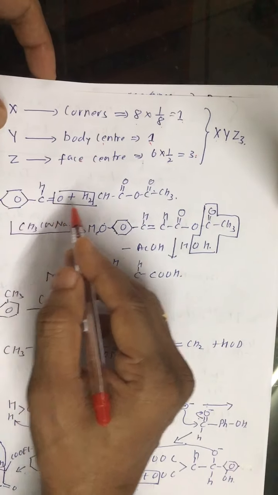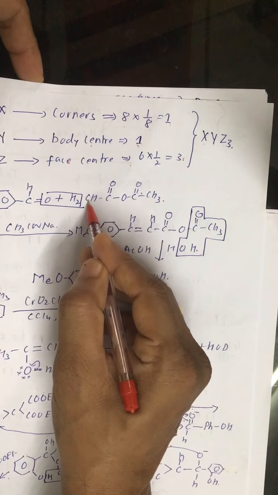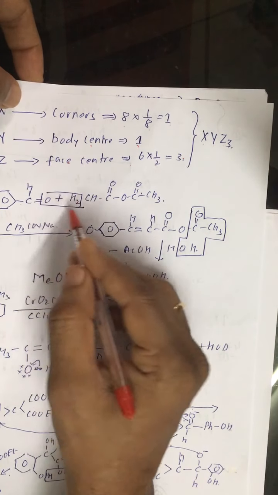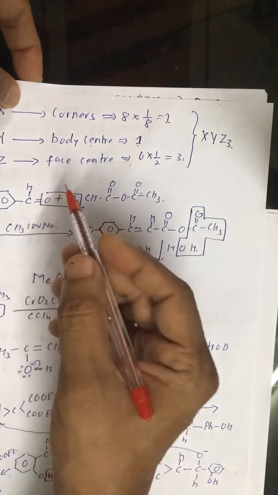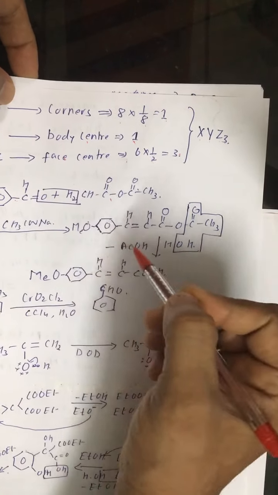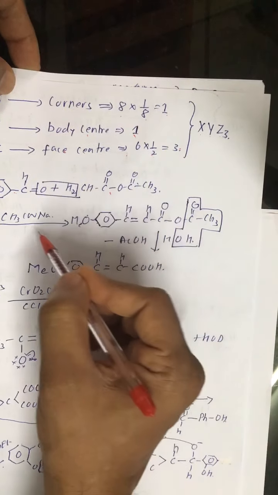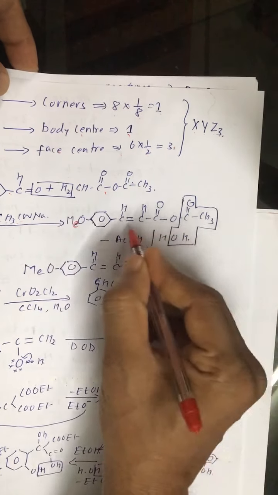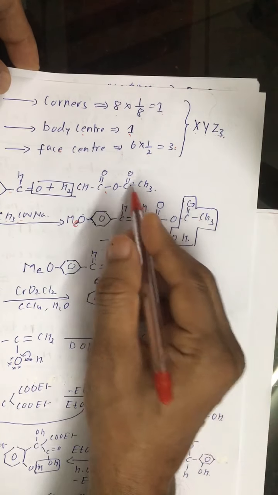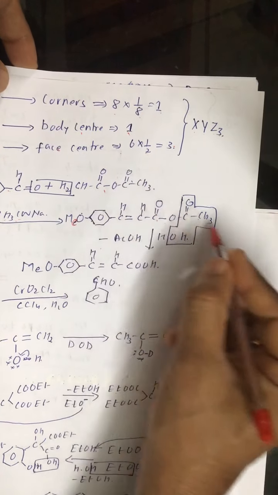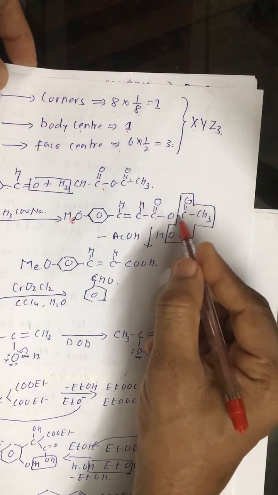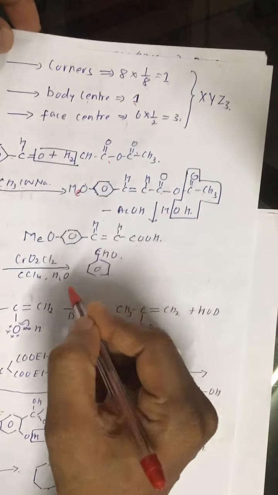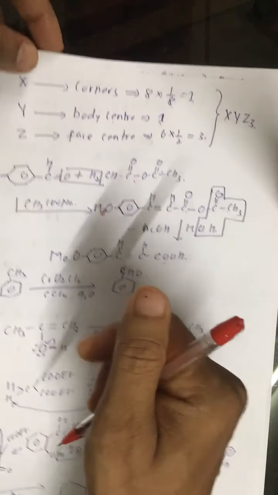OMe at para position, so this is having alpha hydrogen and anhydride having alpha hydrogen. So this is just like aldol condensation, but between aromatic aldehyde and anhydride containing alpha hydrogen in the presence of sodium acetate. So we get this product, finally this is hydrolyzed, so that this COCH3 is converted to OH. So this is the final product.